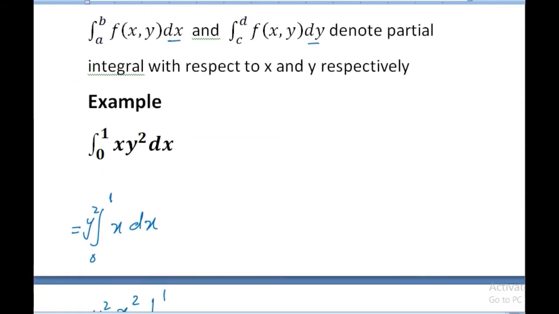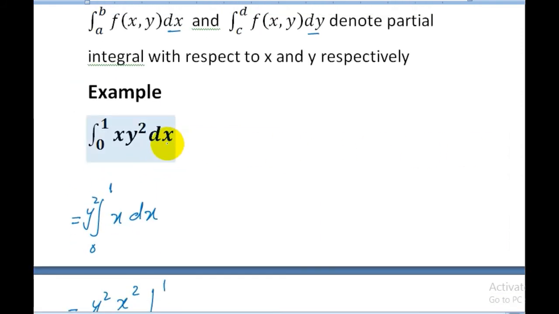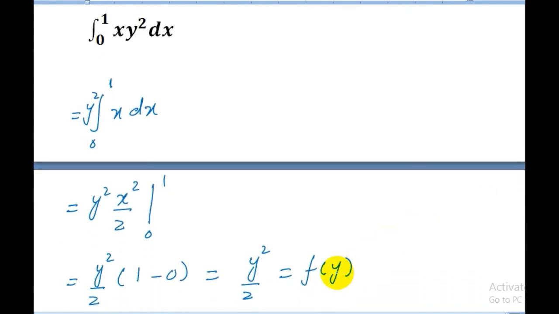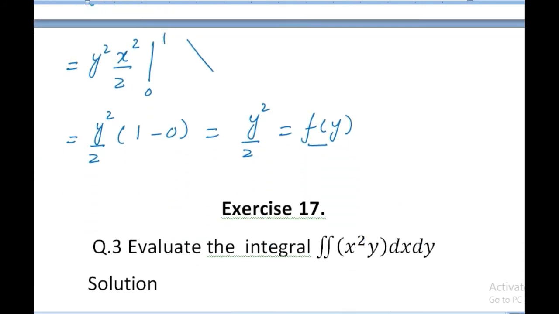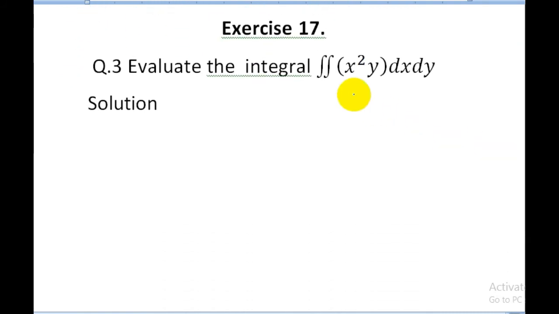So if we partially integrate a function of two variables with respect to x, we get a function of y. And similarly, if we partially integrate this function with respect to y, we get a function of x. Now we solve a problem. Evaluate the integral x square y dx dy.